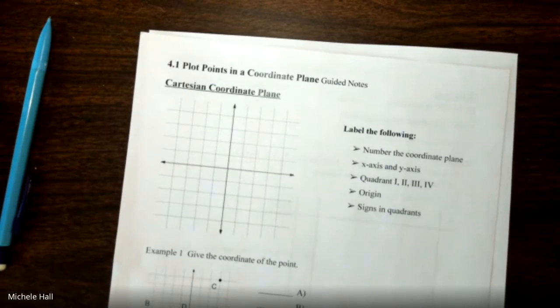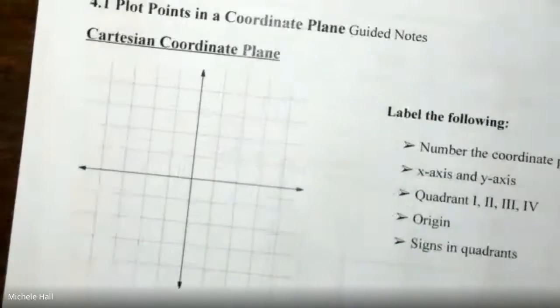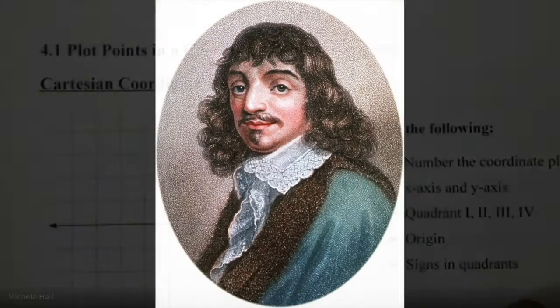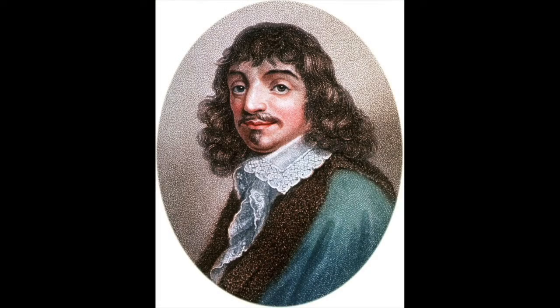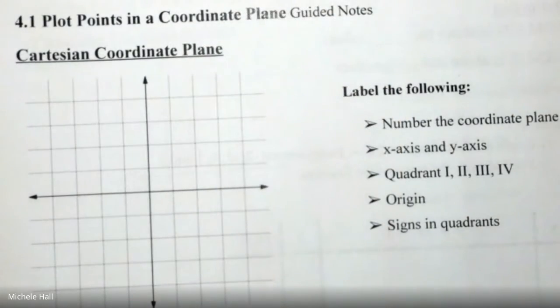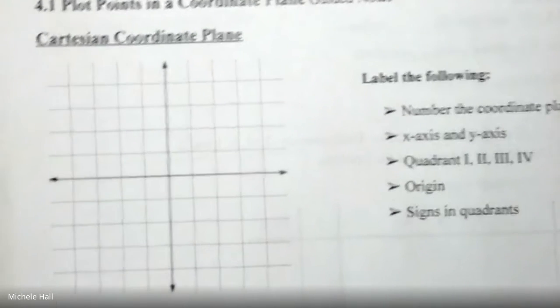And here we go. Easy stuff here. You guys are gonna like this stuff. Today's a nice easy lesson. We're getting into graphing, and we're starting with the Cartesian plane, the coordinate system. Rene Descartes, the father of geometry. The first thing we're gonna do is number the coordinate plane.